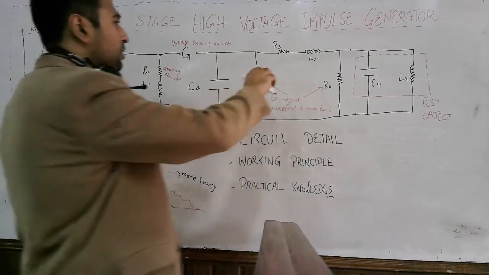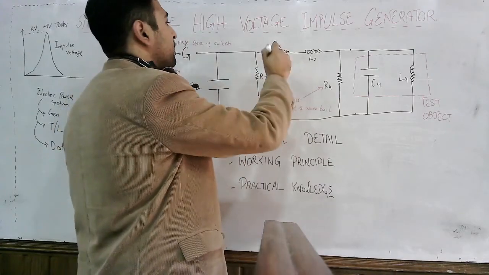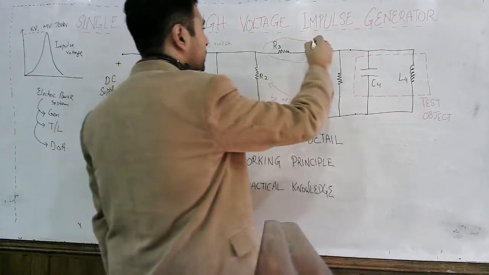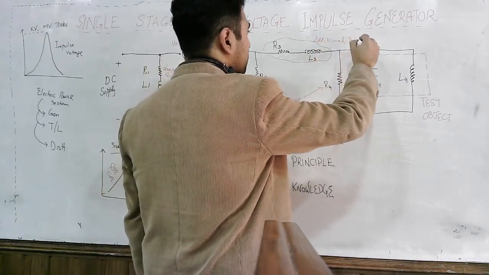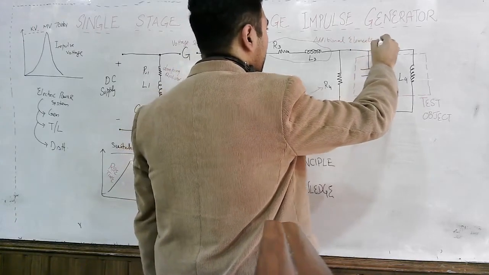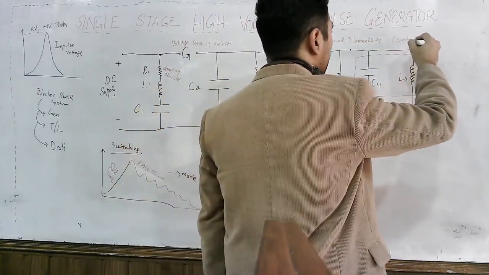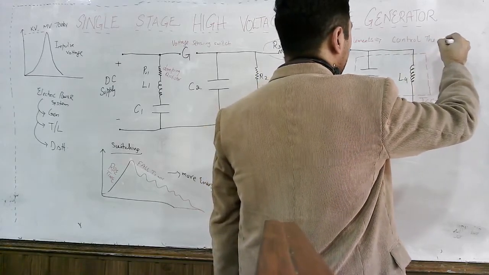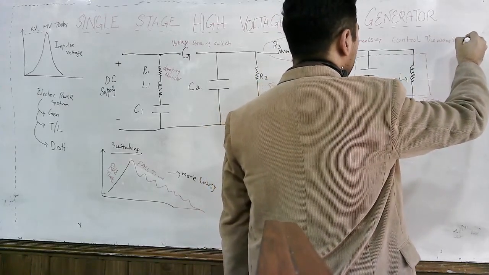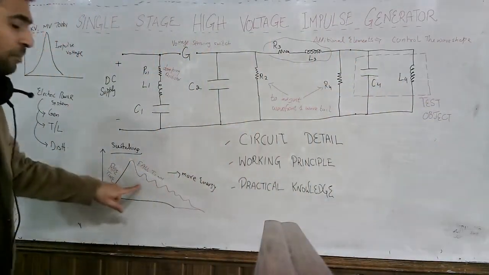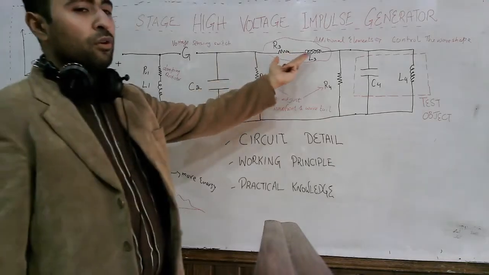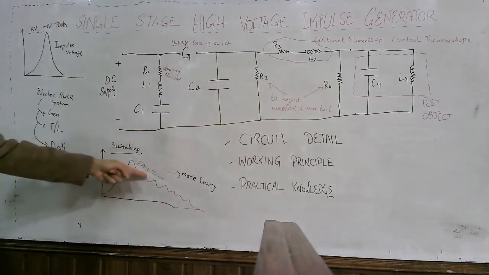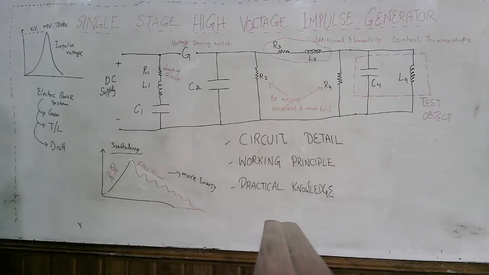And then we also have the combination of resistor and inductor here. These are additional elements which are meant to control the wave shape. What does it mean? This is a type of wave shape which has oscillations, and this is a type of wave shape which doesn't have oscillations. So this inductor plays a role in creating these oscillations in the circuit.